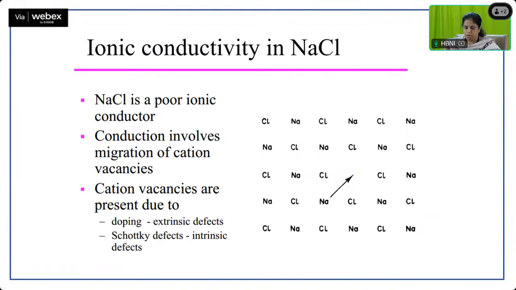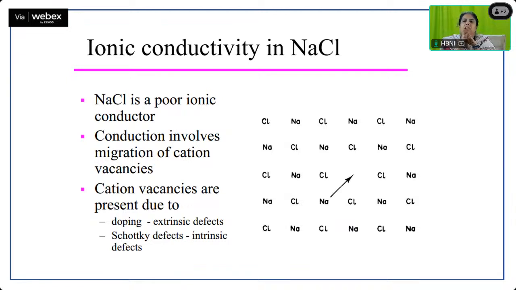Just one example of how conductivity can be used to study defects. Let us take NaCl. Now NaCl is a very poor ionic conductor. Whatever conductivity happens, it will happen because of the Schottky defects that are created in it. Whenever you want your material to conduct, you have to have two things: species that can move and the pathways for them to move. Then only will the conduction happen.